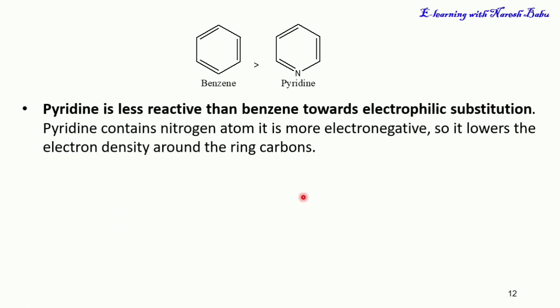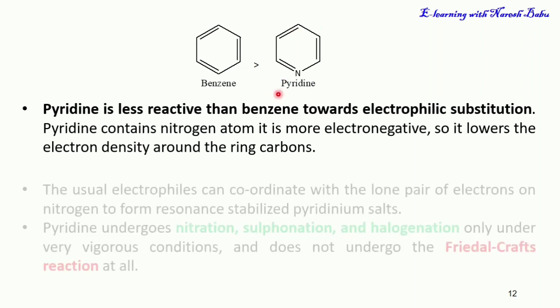Comparing benzene and pyridine reactivity, pyridine is less reactive than benzene towards electrophilic substitution. Pyridine contains a nitrogen atom, which is more electronegative, so it lowers the electron density around the ring carbons. Due to the electronegativity, electron density is decreasing. That's why electrophilic attack is very difficult in the case of pyridine.